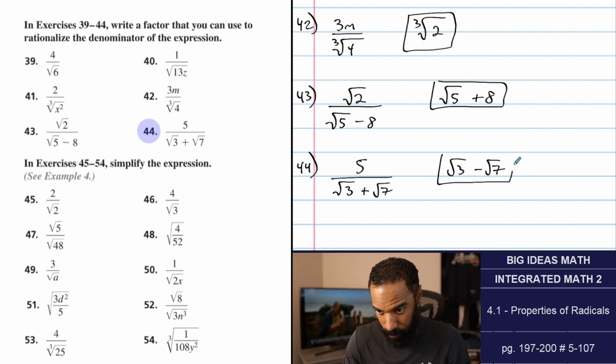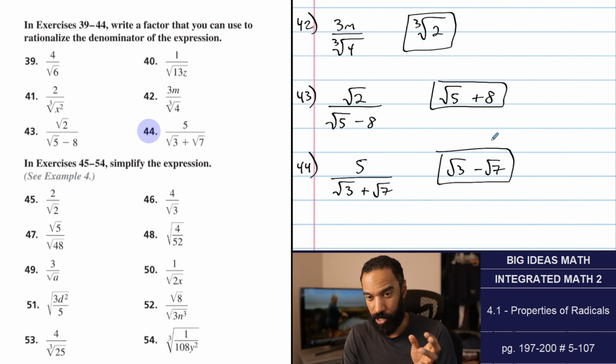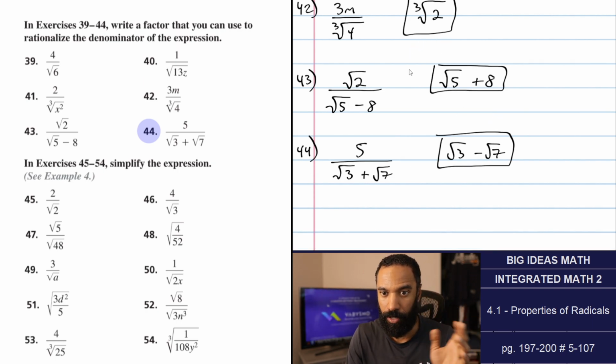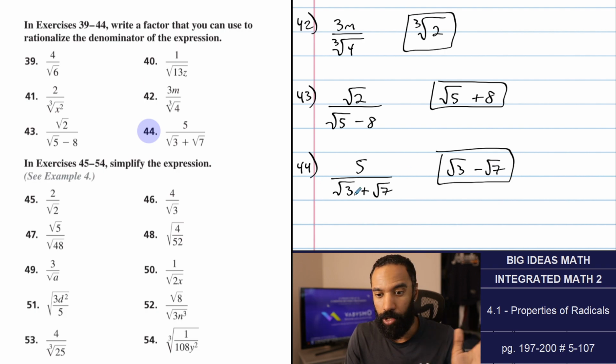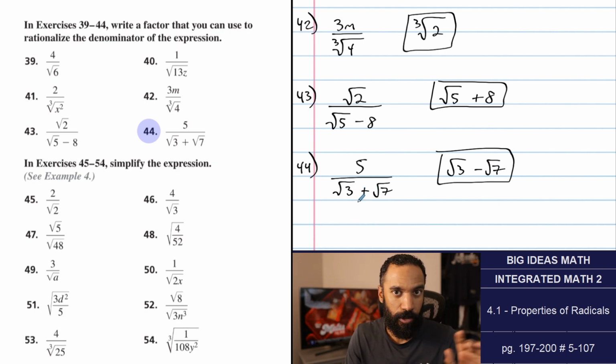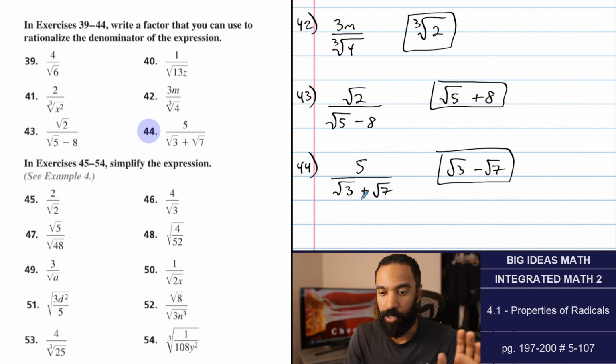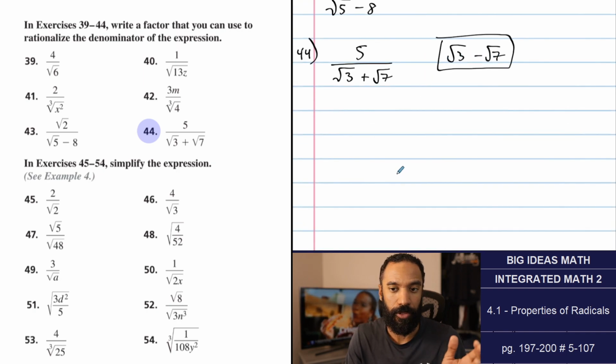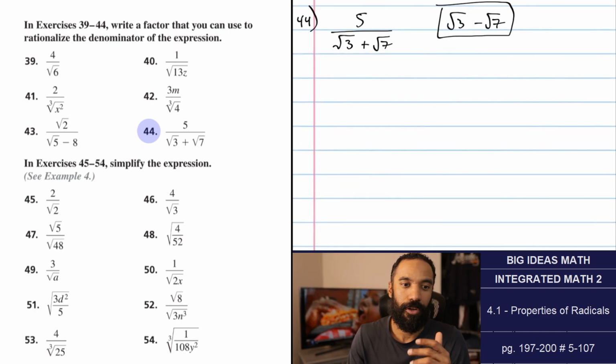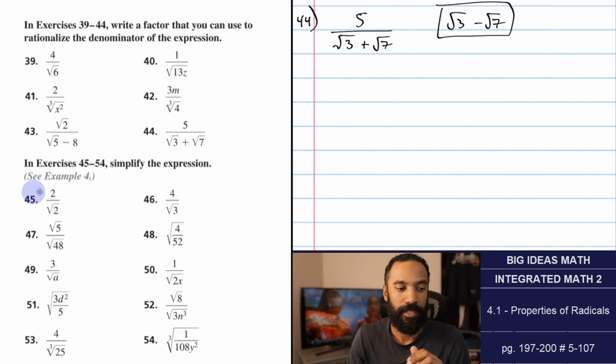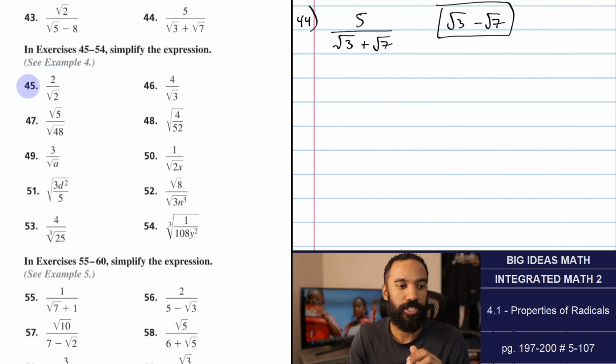It is the only thing you can multiply by to eliminate the radicals in one step. There's nothing else you can multiply by other than this to clear it up. Literally, it's not that, oh, this is fun, this is easier. It's the only thing. That's the only thing. Okay, we're going to start simplifying these expressions.